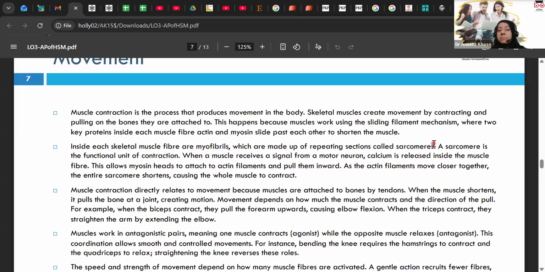Inside each muscle fiber are myofibrils. They are made up of repeated sections, and these are known as sarcomeres, which I had told you already. A sarcomere, what is a sarcomere?